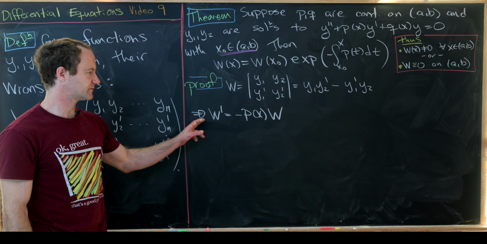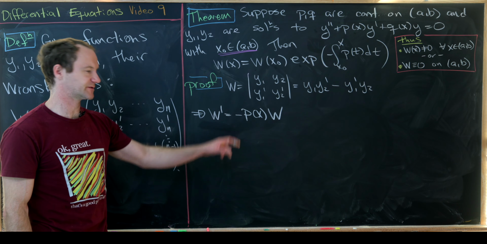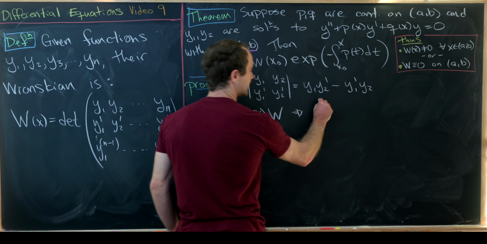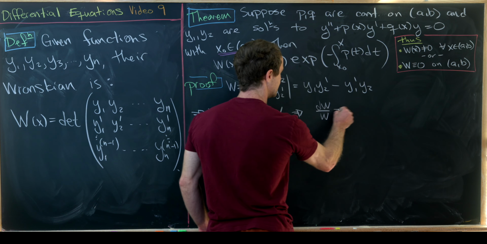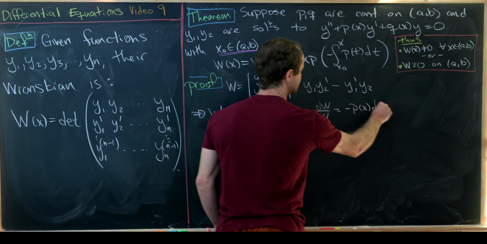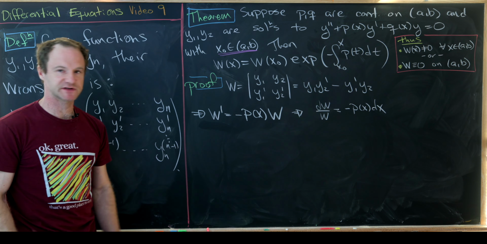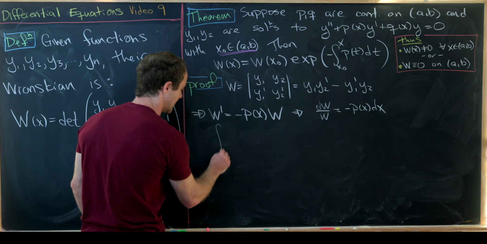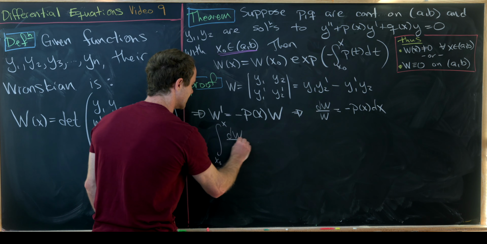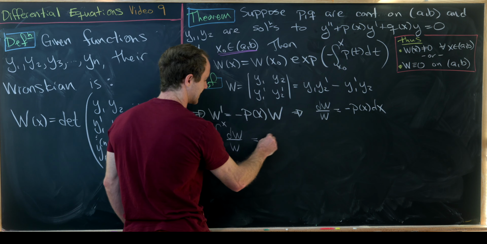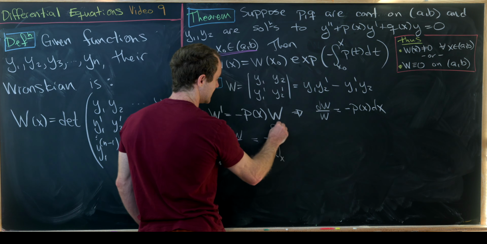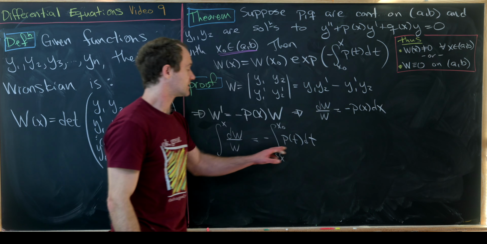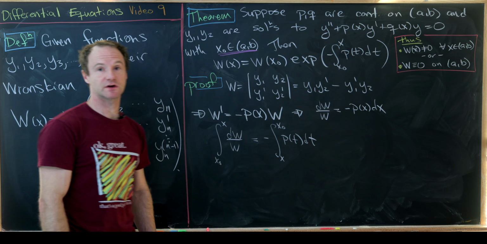Okay, so we just showed that the Wronskian satisfied the following differential equation. Notice this is a separable differential equation. We can write this as dw over w equals minus p of x dx. And now let's integrate both sides with respect to x. But on the left-hand side, we'll have the integral from x naught up to x of dw over w. And then on the right-hand side, we'll have minus the integral from x naught up to x of p of t dt. So let's notice this integral right here is showing up. So that's good.